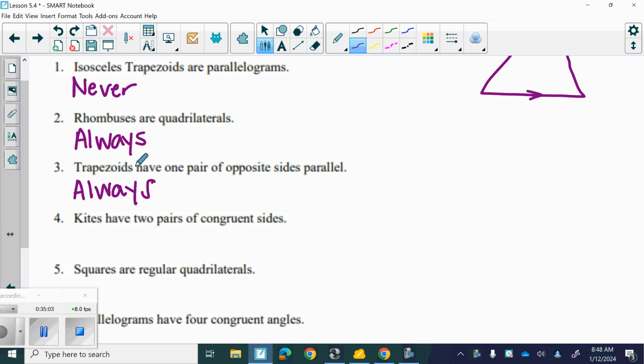Okay, number four. Kites have two pairs of congruent sides. Always, sometimes, or never? I wouldn't say sometimes, because you have those two and those two. Are those congruent? Yeah. What's your answer? Always.